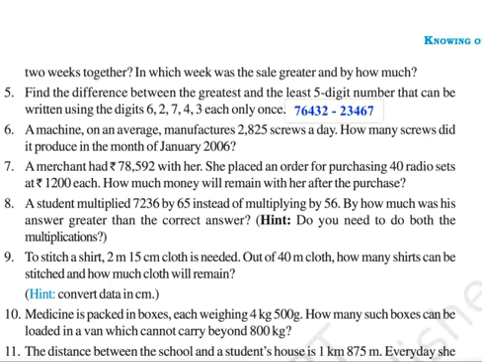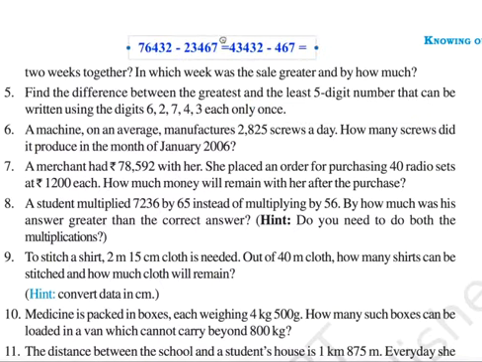Okay. Just to remove 23,000 from 76,432, 3, 3, right? 7 minus 2, 4, 43,432 minus 467, right? That got already removed, right? Already removed 23,000 from here.